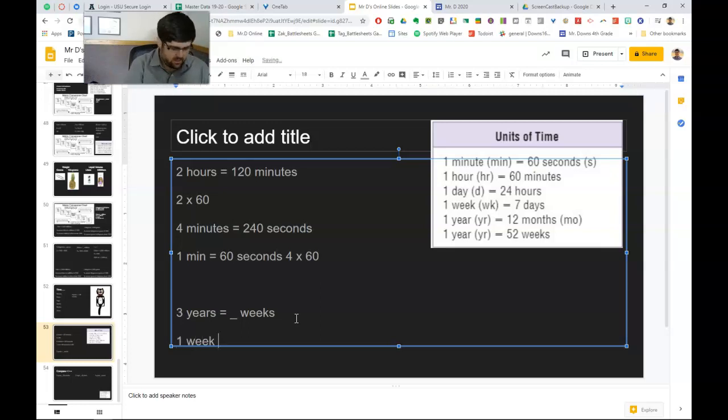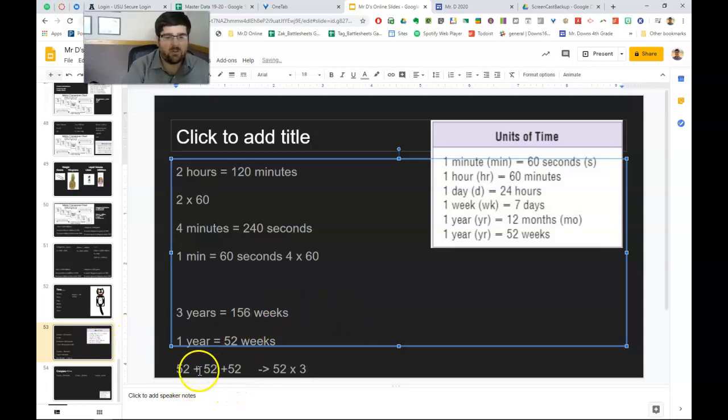So if 1 year equals 52 weeks, then that would mean 3 years would be 52 weeks for the first year, plus 52 weeks for the second year, plus 52 weeks for the third year. And remember, if we're adding groups together, doing repeated addition, that's the same thing as multiplication, which would be 52 times 3. And if you multiplied that out, that's 104. What is that, 156? 156 weeks.